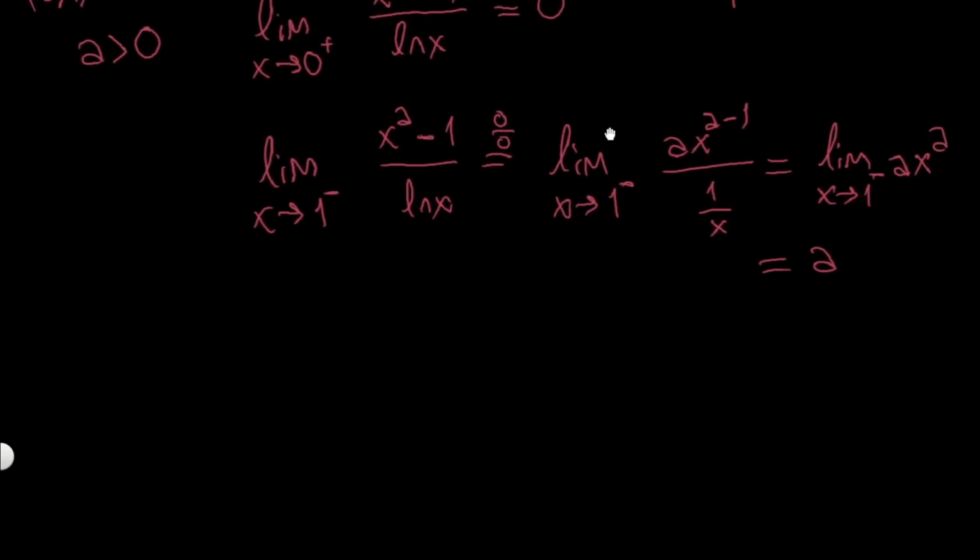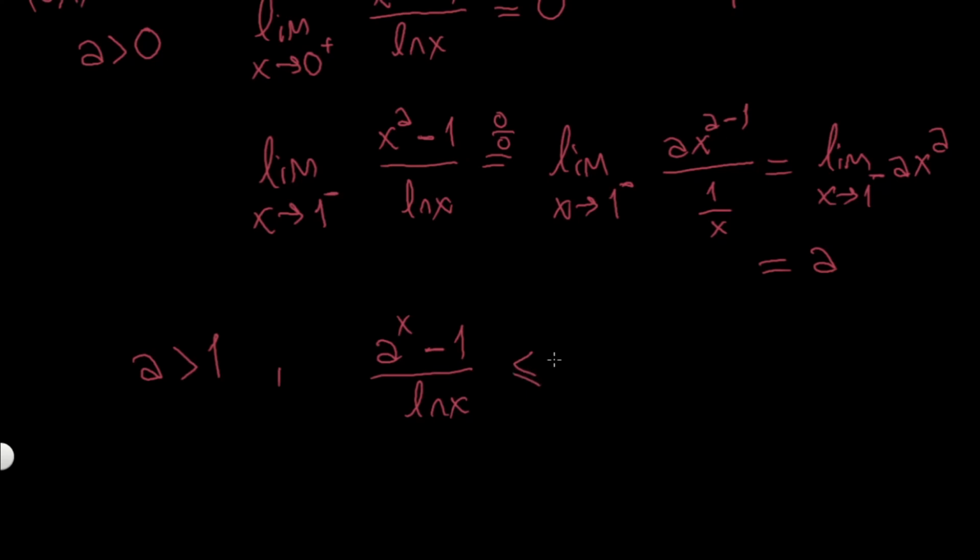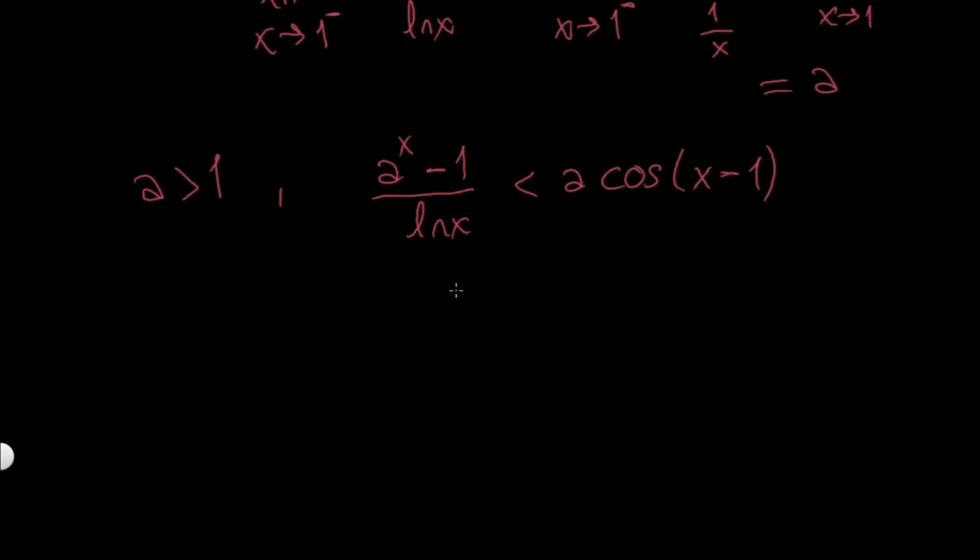Also, a fun fact that I discovered: when a is greater than 1, I have this inequality, x to the a minus 1 over ln x is less than a times cosine of x minus 1. I was just playing with inequalities and I discovered this. This is also a way to show that if I take integrals of both sides, this is greater than 0 because, as I said, it's negative over negative.